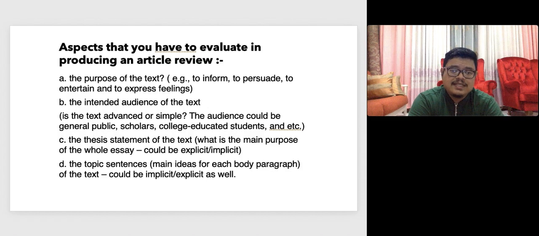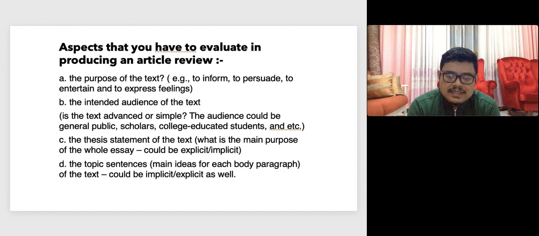Right. Okay. The next aspect is the thesis statement of the text. So thesis statement is that one sentence that states what the whole article is all about. Right. So the thesis statement could be explicit, meaning it could be obvious in the text, or it could be implicit. Right. It is not stated directly, so you have to construct a sentence, one perfect sentence that tells us what the main purpose of the whole essay is, right? Okay, so that is the thesis statement.